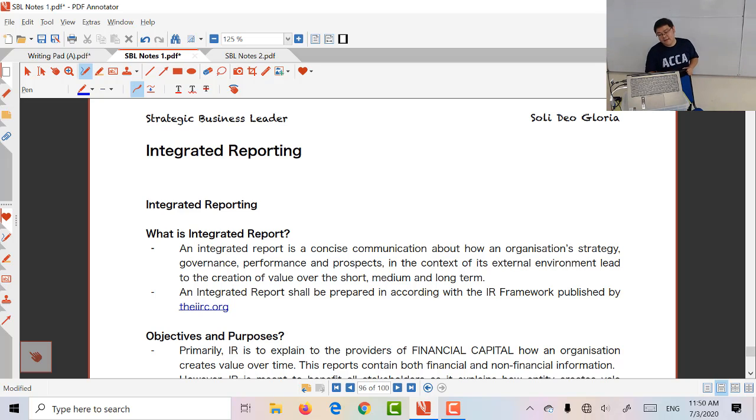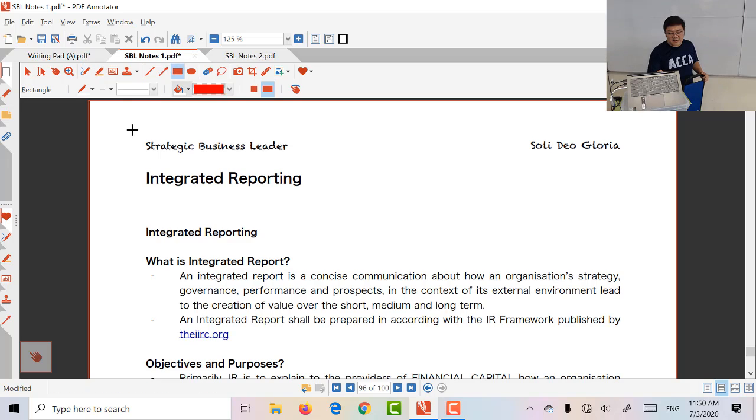Okay, good. Now, what is an integrated report? What does the word integrated report cast an impression to you? Financial report, you tell people financial report, they know the report is about what? Money. It's called financial report, okay? So if I tell you this is an integrated report, what is in your mind? So many things that they put together.